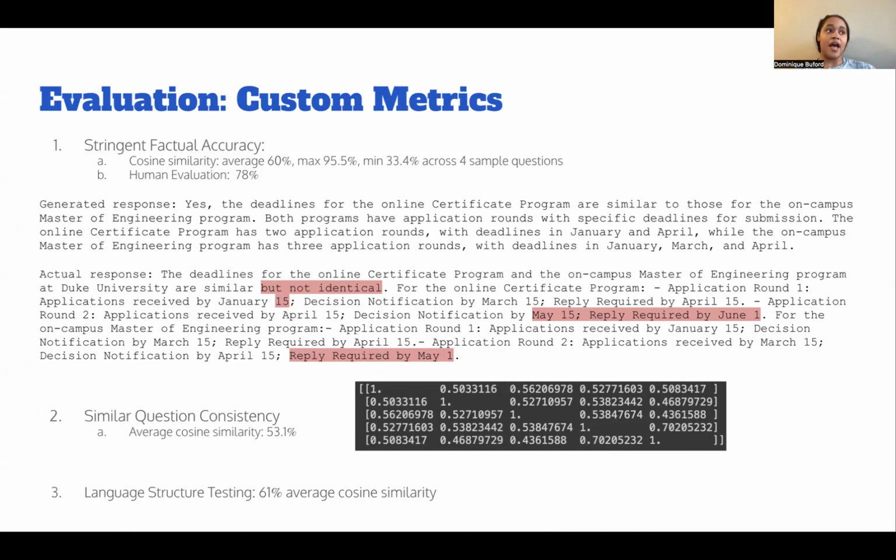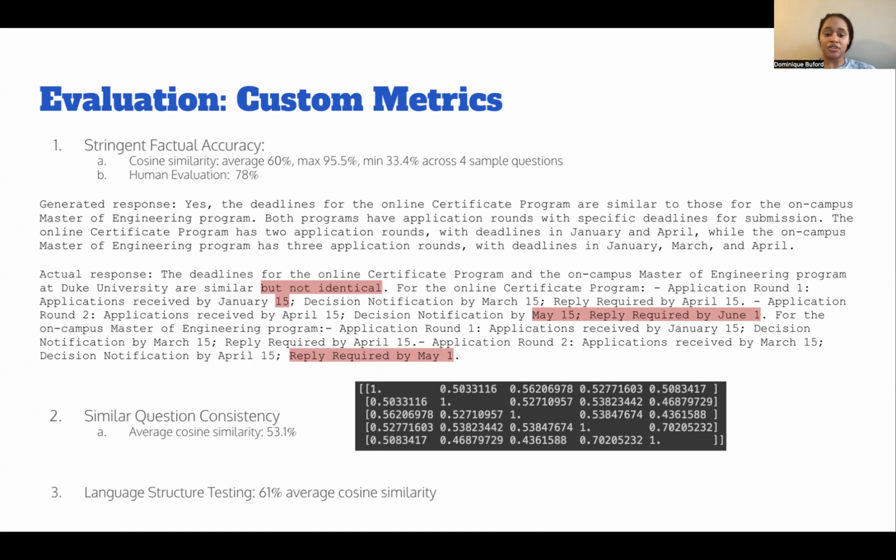And then we looked at how many of those requirements were seen in the response by the LLM, and we got an average of 78%. For similar question consistency, the LLM should be able to receive questions that are worded differently, but get to the same point and output the same answer. And we got an average cosine similarity for that of 53.1%.